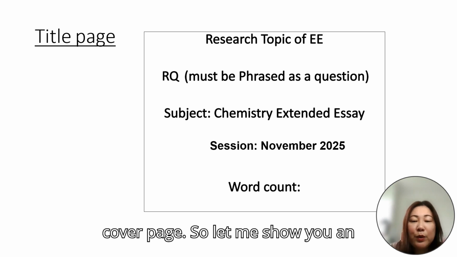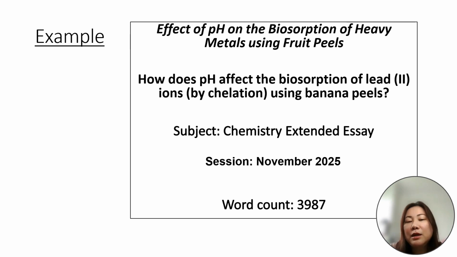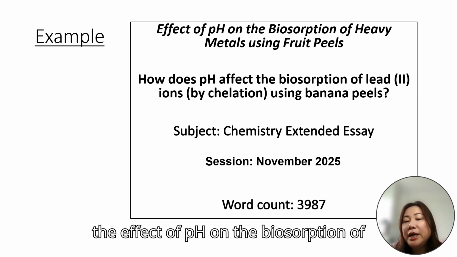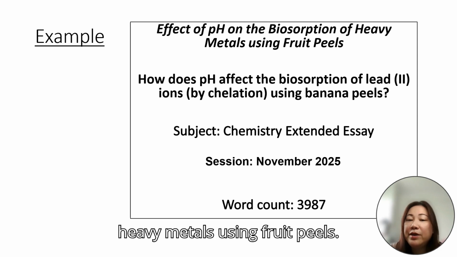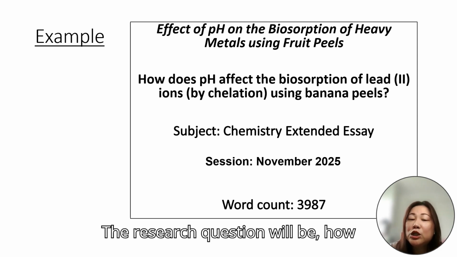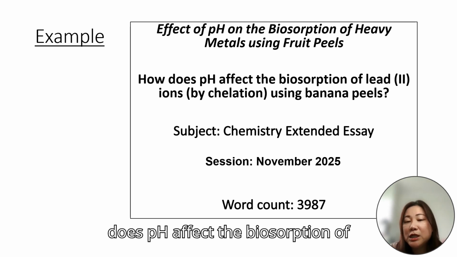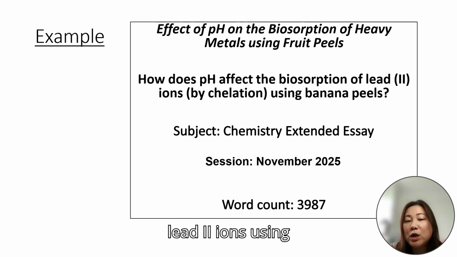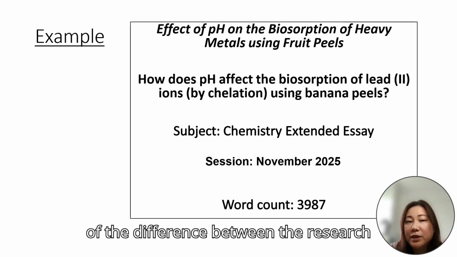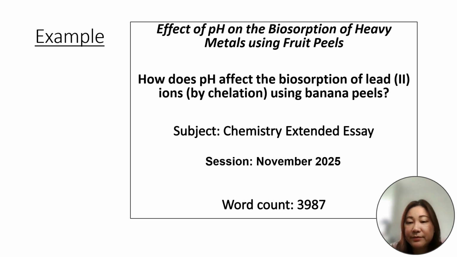So let me show you an example. So something like this. The research topic will be the effect of pH on the bioabsorption of heavy metals using fruit peels. The research question will be, how does pH affect the bioabsorption of lead-2 ions using banana peels? So I want you to take note of the difference between the research topic and the research question.